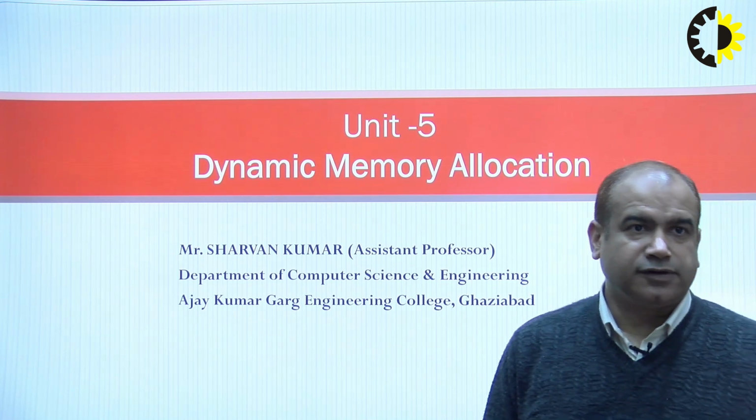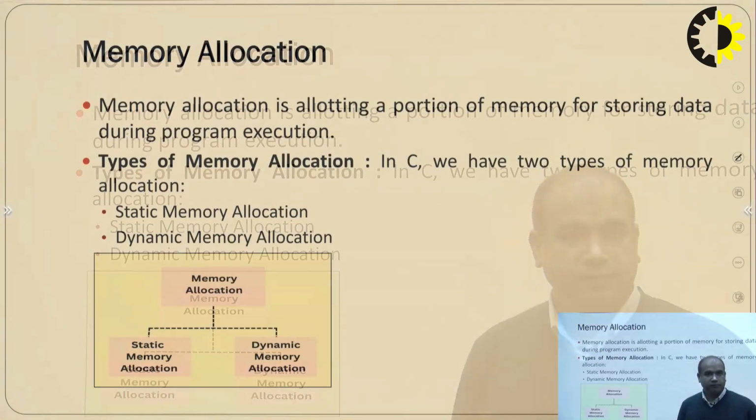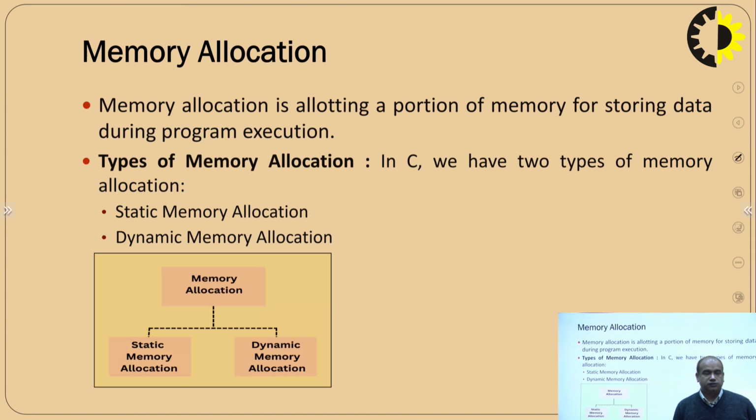So, let us start. First of all, what is the meaning of memory allocation? Memory allocation is allocating a portion of memory for storing data during program execution. There are two types of memory allocation in C. One is static memory allocation and second is dynamic memory allocation.